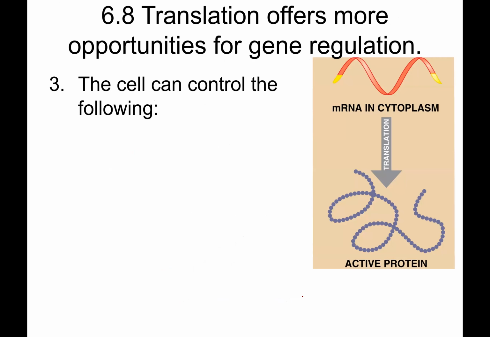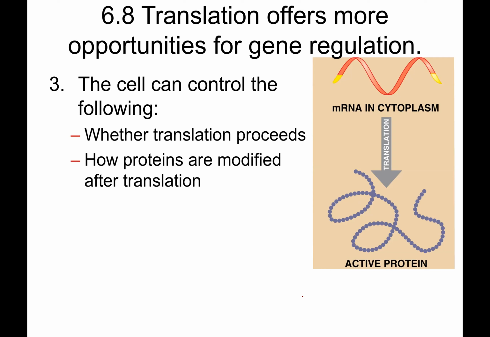In translation, there are several opportunities for gene regulation. So the cell is able to control the following processes. The cell can control whether translation occurs, and how proteins are modified after translation. So we talked about those different levels of modification, primary, secondary, tertiary and quaternary structures. The cell can control that modification.